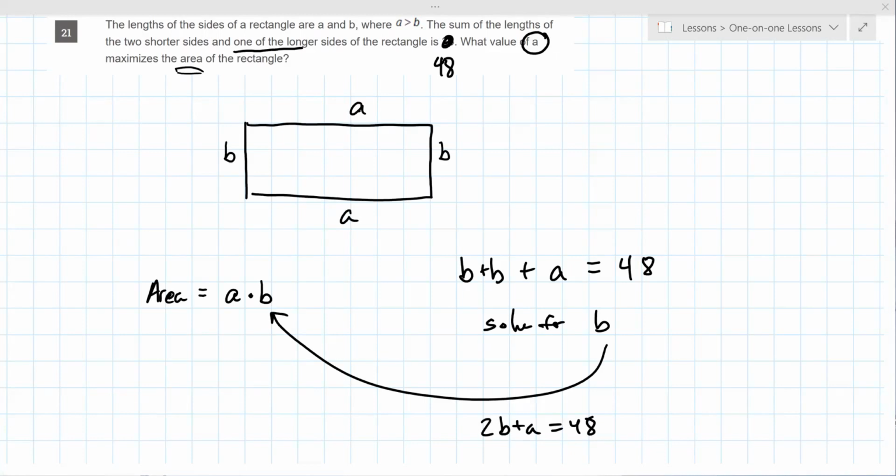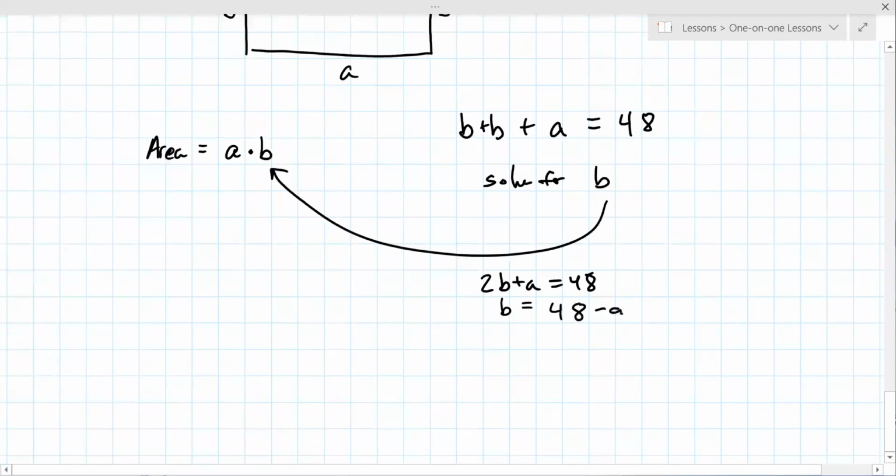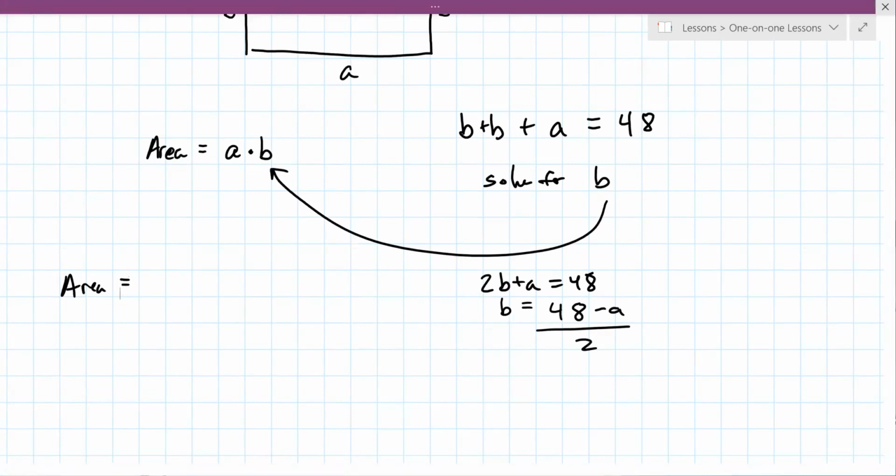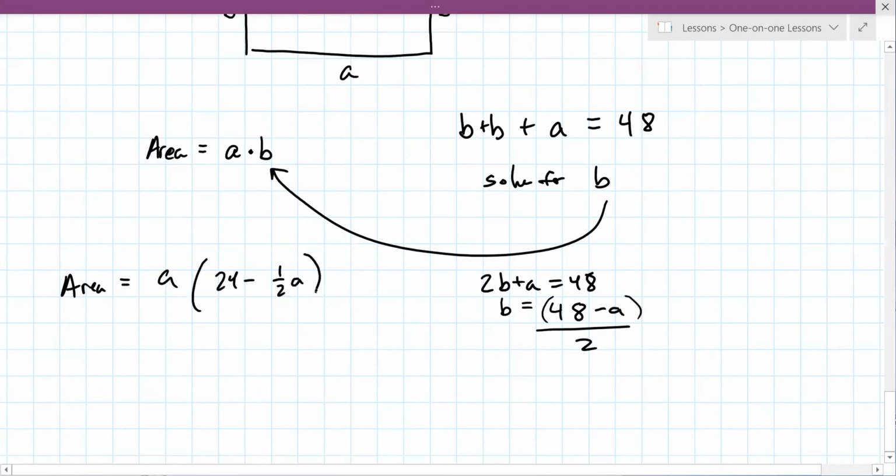24 minus A over 2. Is that right? Yeah, so B is equal to 48 minus A over 2. Okay, so that goes over here. The area is, do you not do 48 divided by 2? You have to divide them both, though. It's not a choice. They're both divided by 2. So it's A times, well, can you list it as B equals 24 minus A over 2? Yes. Oh, yeah, you did that.